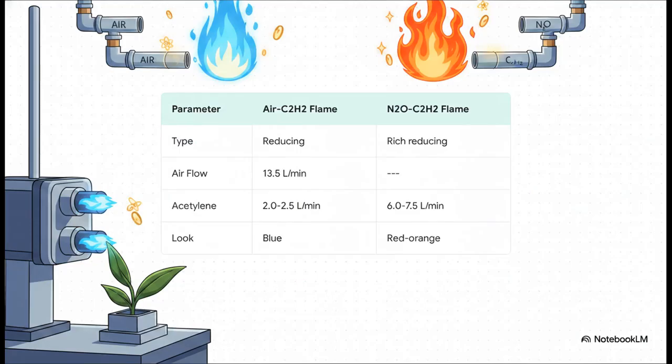Now, the AAS relies on perfect flame stoichiometry to atomize our samples. We have to tune our gas mixtures exactly right. For a lot of elements, we'll use an air-acetylene flame. We dial the airflow rate to 13.5 liters per minute and the acetylene to roughly 2.0 to 2.5 liters per minute. If we do this perfectly, we get this beautiful blue-centered cone with yellow tips. But for more stubborn, refractory elements, we might need to switch over to a nitrous oxide-acetylene flame, which runs as a rich red-orange flame.